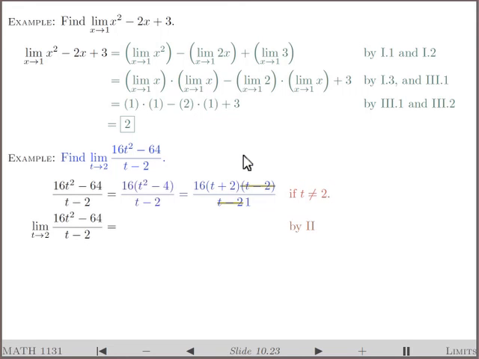So the limit of 16t squared minus 64 over the quantity t minus 2 is the same as the limit of 16 times the quantity t plus 2. But now this is a polynomial, so we can argue like in the previous example. First, distribute the limit over the multiplication. So I get the limit of 16 as t approaches 2 times the limit of t plus 2 as t approaches 2. 16 is a constant, so the limit is 16, and then I can distribute the limit over the sum in the second factor.